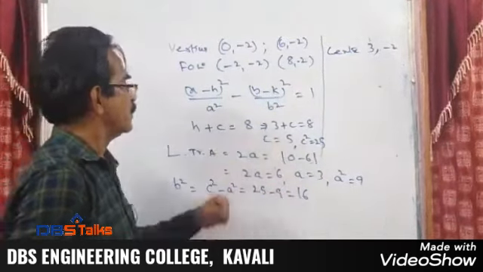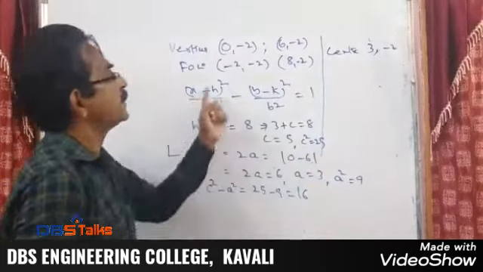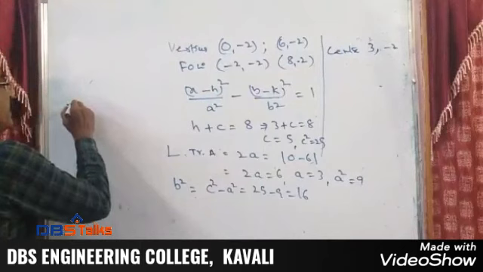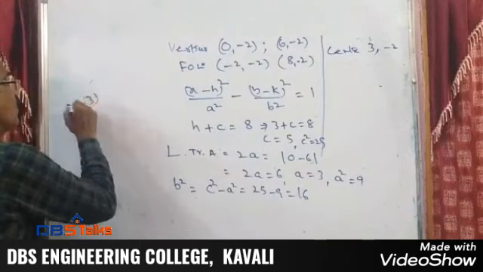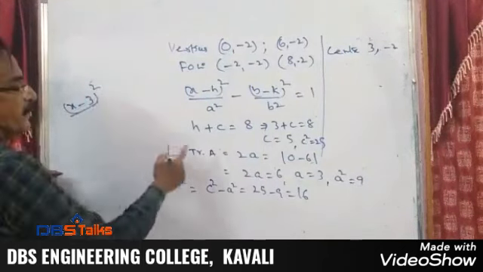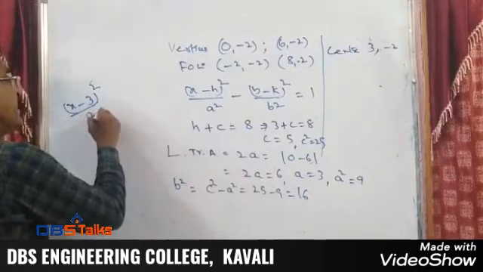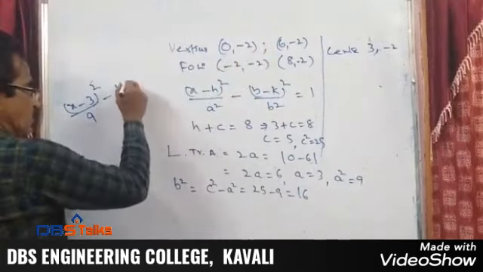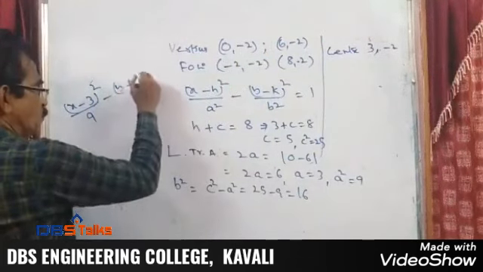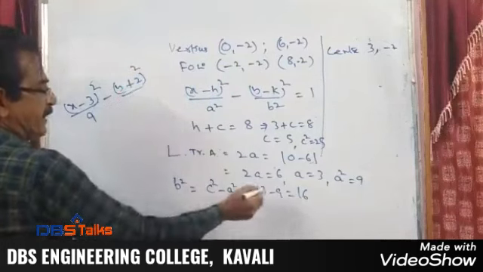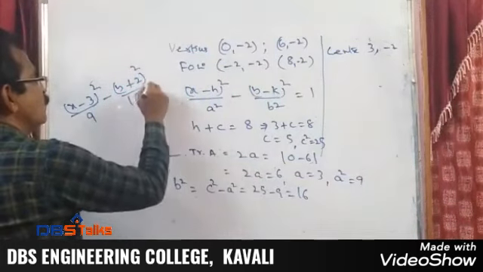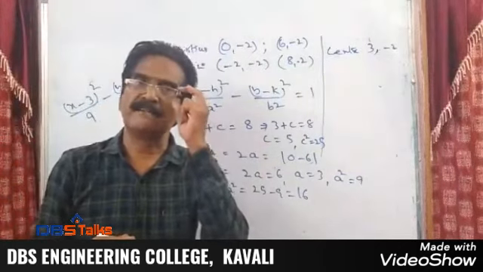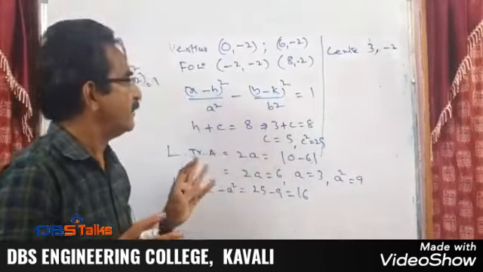We know b square 16, a square 9, h and k known. So let us write the equation. x minus 3 whole square by 9 minus y minus of minus 2, that is y plus 2 whole square by 16, is equal to 1. This is the required equation of the hyperbola. Clear, friends?